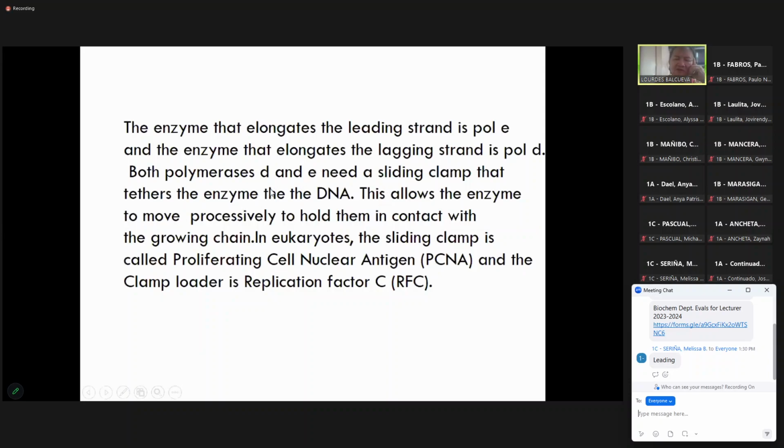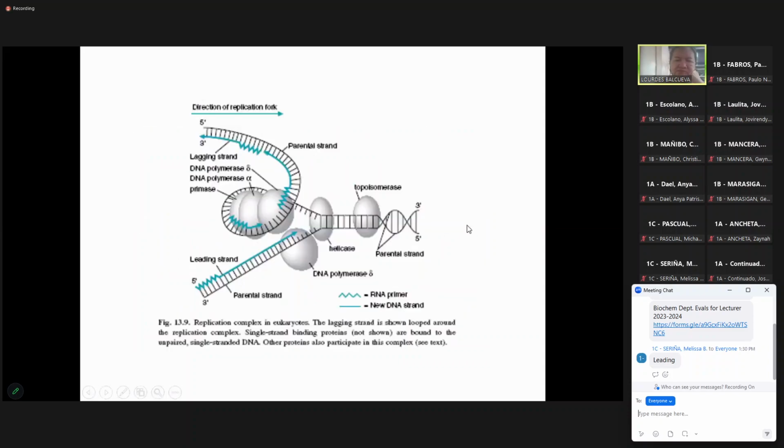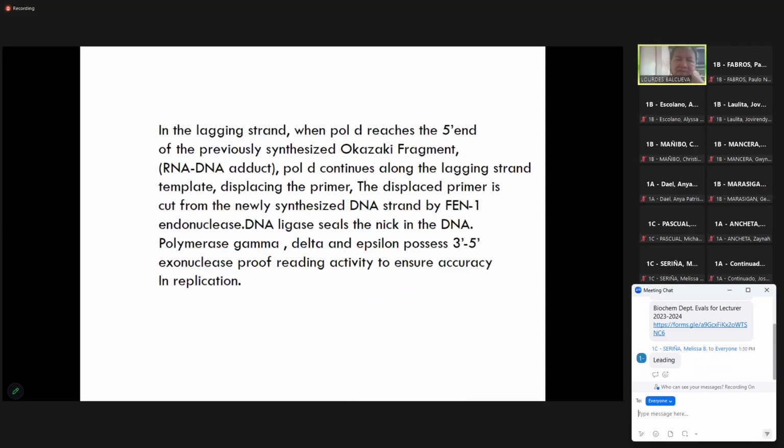Please read this for your review. These are the cyclins that are found in the cell cycle. Another one. Any questions?